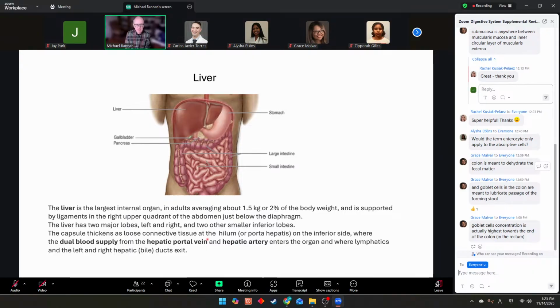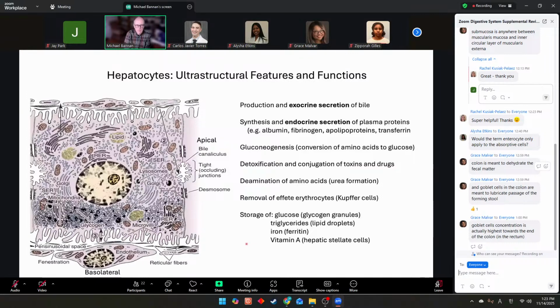Next gland, the liver. The liver is the largest internal organ in adults, 1.5 kilograms or 2% of body weight. The liver is interesting also because, like the lungs, it has a dual blood supply, right? So it has one blood supply from the portal system and one from the systemic system. The hepatocyte is the main parenchymal cell in the liver, and it's a really complicated cell because it has lots of functions. So let's just quickly go over some of these functions.